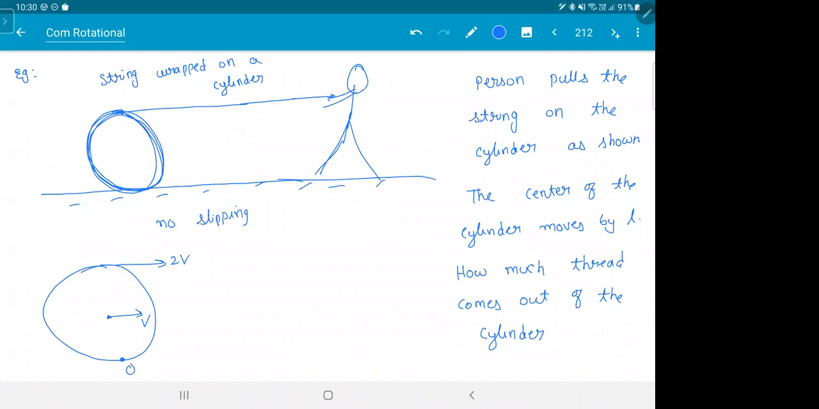This was V minus R omega. This was V plus R omega. So you tell me, if the center goes by V, the upper point goes by 2V. If the center goes by L, the upper point will go by 2L. How much string came out? 2L. Does it make sense? If you're going with double the speed, you will travel double the distance. So 2L of string came out.